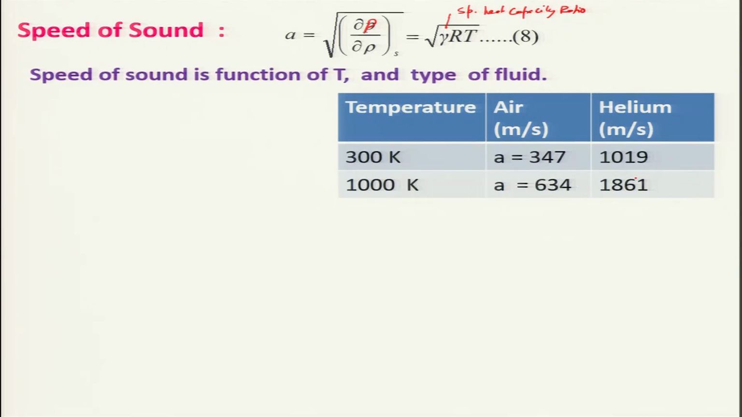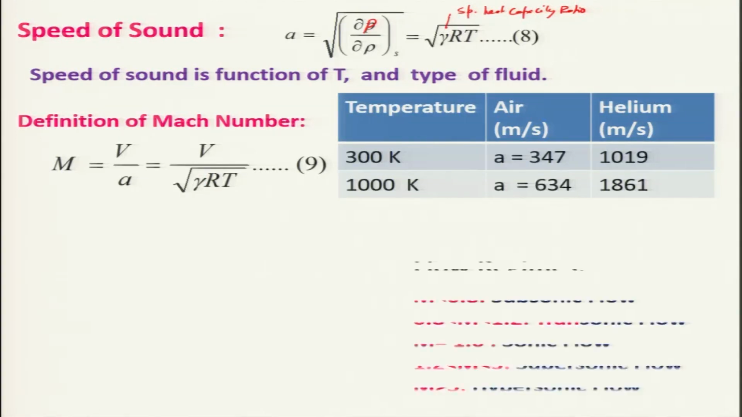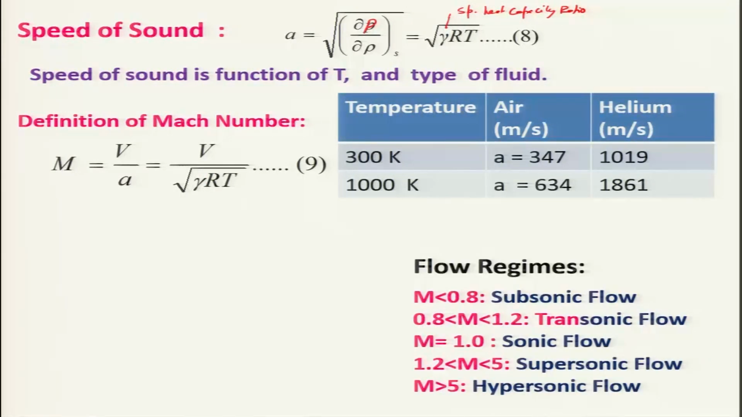So, the speed of sound, what we have seen, is a function of temperature and also the type of fluid through which it is moving. The Mach number, which we will be using for our case, is defined as the ratio of velocity and the speed of sound, which is nothing but V divided by root over gamma RT, because this is the expression for the speed of sound. And Mach number is very important because that will dictate the flow regime.